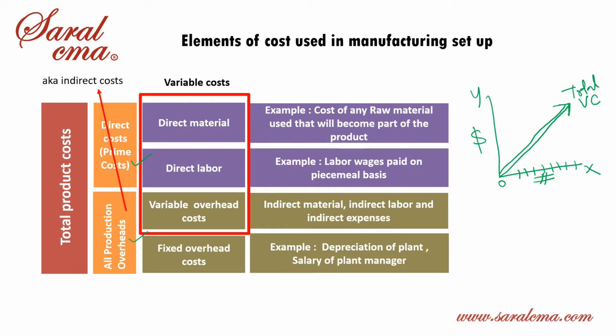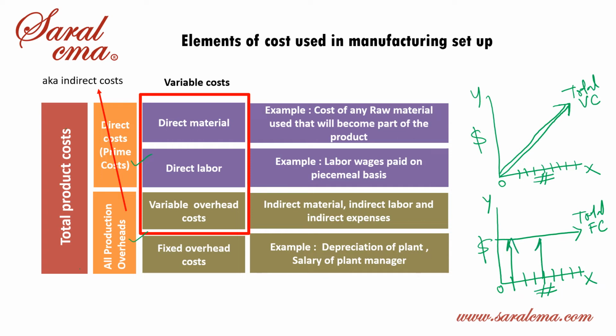Let's see how fixed overhead cost looks on a Cartesian plane. Here we have the x-axis. Again we have units on the x-axis, and here is the y-axis with cost on the y-axis. The total fixed cost line will lie parallel to the x-axis. This is the total fixed cost line. Here we see that as the units produced go on increasing, the total fixed cost does not change. It remains the same irrespective of the number of units produced.